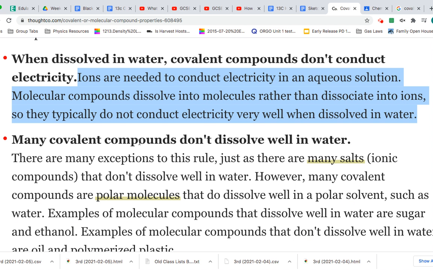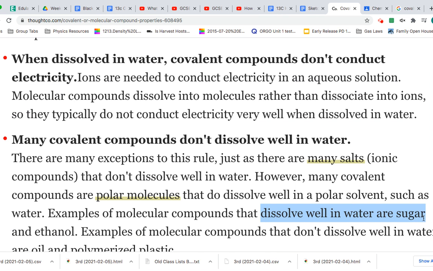Our first thing is that most covalent compounds don't dissolve well, meaning they wouldn't even break up like that did. But this was sugar, so this is that sugar dissolves well. And then our other thing is that when they're dissolved in water, they don't conduct electricity. Ooh, I only have a minute.